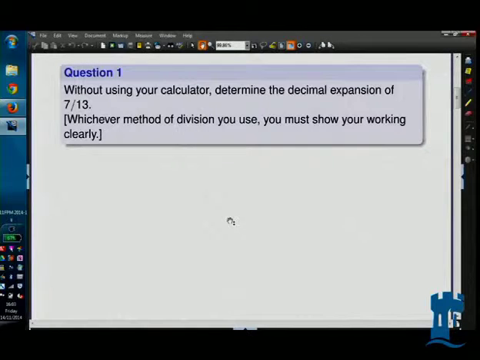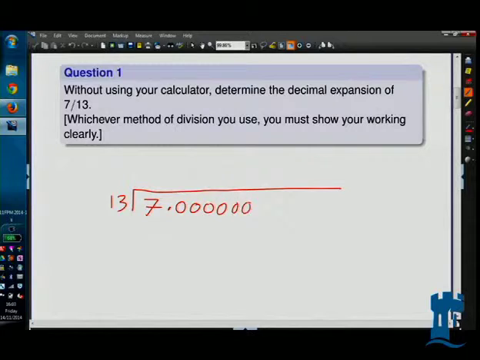So I will start you off by saying that you're going to be dividing 13 into 7. Sorry, 13 into 7. That would not have been a good start. Now, we don't know how many steps you're going to need before it recurs, but you could use as many zeros as you like. When the remainder repeats, then it recurs.